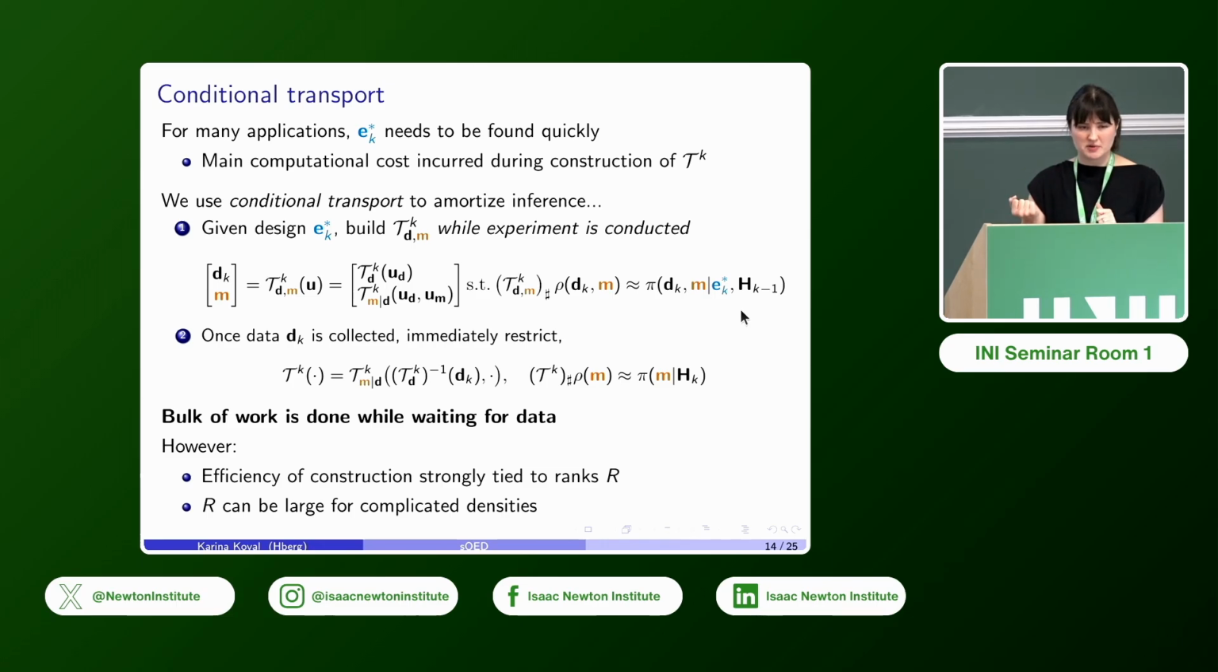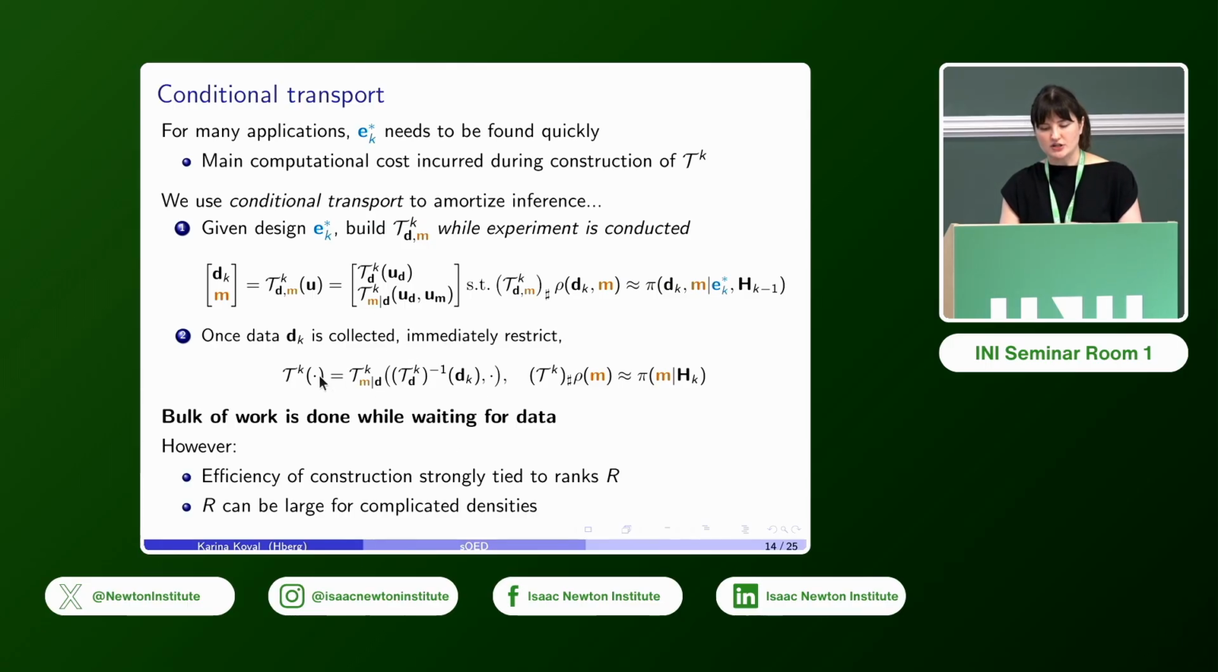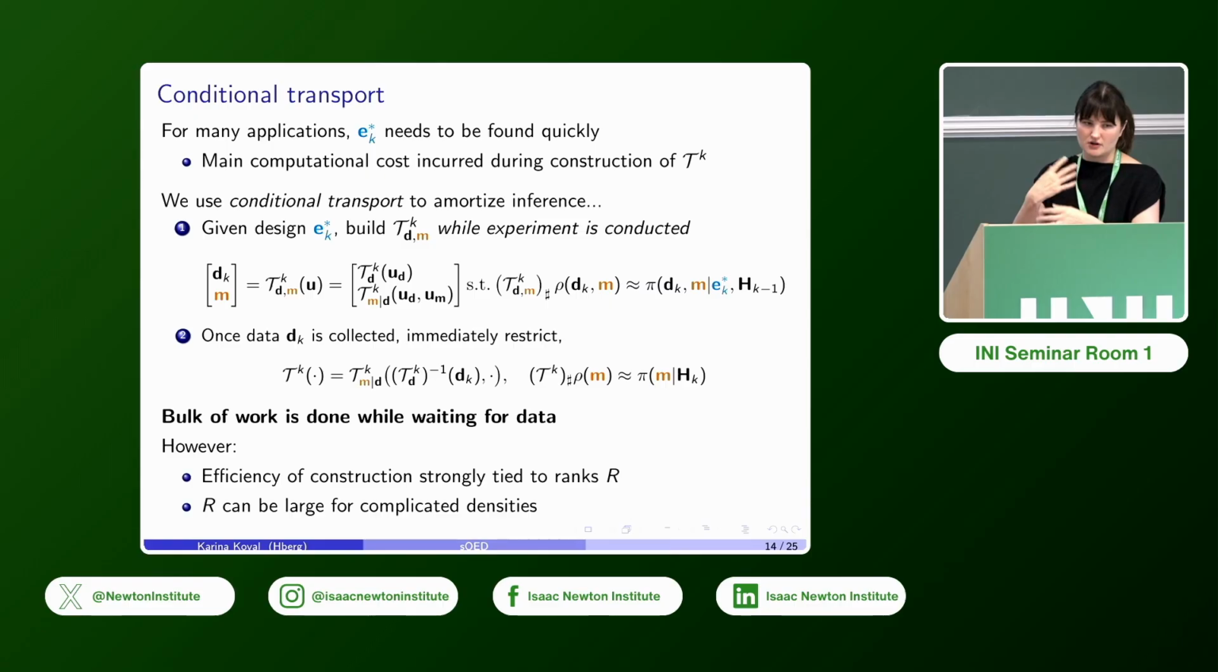And then once the experiment is conducted and we're given our new set of data, we can now immediately, using this triangular structure, define our transport map T_K that allows us to approximate the new posterior, or the next stage's prior. And this part can be done without any additional PDE solves. So again, this allows us to push the bulk of the work into a sort of offline phase in each experimental stage. However, there's still a few issues.